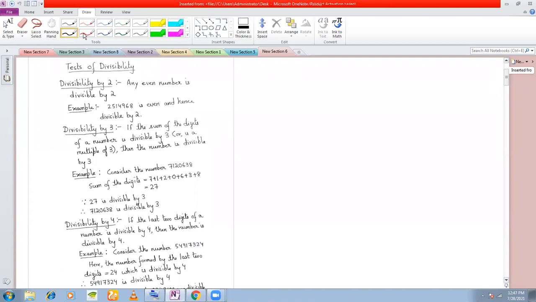Divisibility by 2. When is a number divisible by 2? If you see that a number is even, that is, if the number ends in 0, 2, 4, 6, 8, right? If the number has any of these in the units place, then we say that the number is even. And if the number is even, it is divisible by 2. Yes, we all agree?